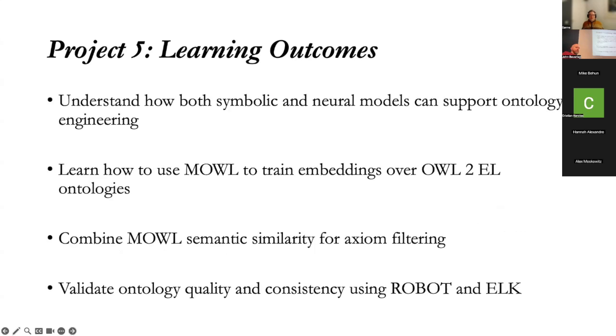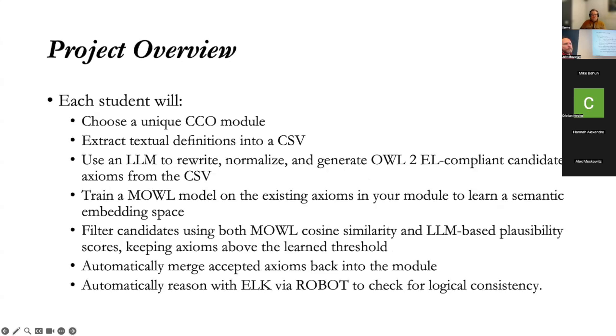You can use IES. The outcomes here: I want you to understand how symbolic and learning neural models can support ontology engineering. I want you to learn how to use MOWL to train embeddings over this EL profile. I want you to combine MOWL similarity for axiom filtering and then validate the ontology quality and consistency using ROBOT and ELK. That last thing you're already pretty familiar with at this point. You could just call ELK, just like you called HermiT and ROBOT. So that shouldn't be novel.